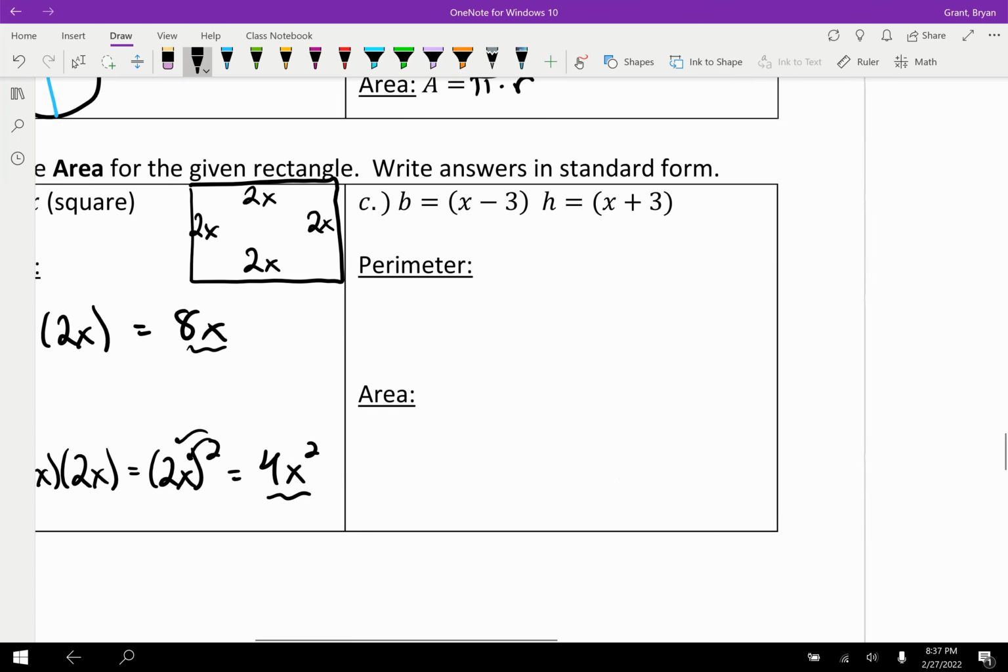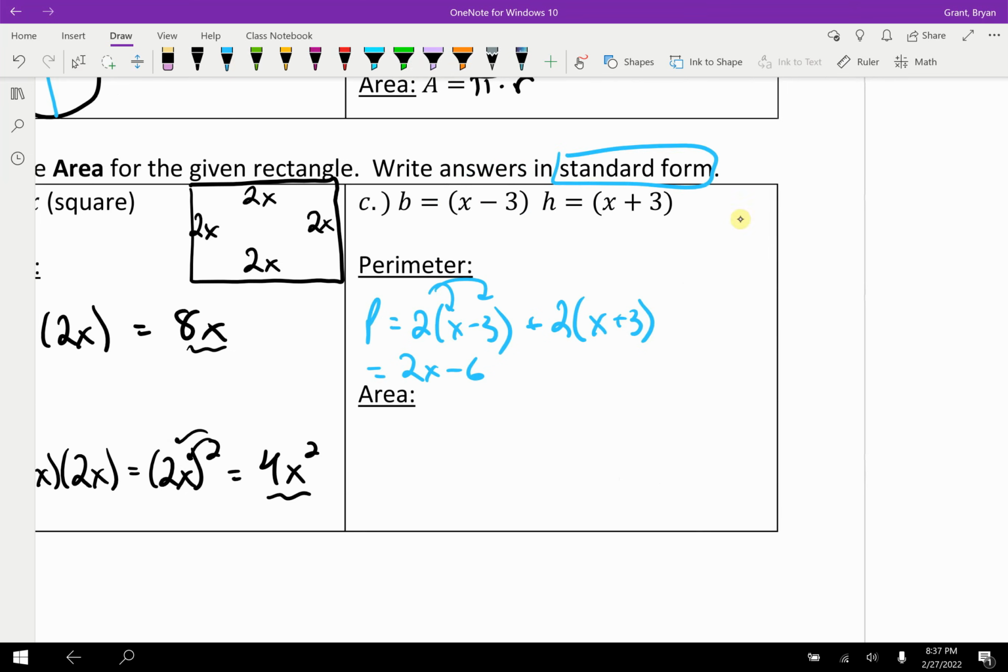All right, last one. Let's see if we can do it without a picture this time. For the perimeter, there are going to be 2 of these bases, so 2 of these x minus 3's. And then there are going to be 2 of the heights, so 2 of those x plus 3's. Then we're going to have to multiply this out. 2x minus 6, right? We're trying to write these answers in standard form. That's why I'm writing everything out. This becomes 2x plus 6. A few things cancel here: minus 6 plus 6. And 2x plus 2x gets us a perimeter of 4x.